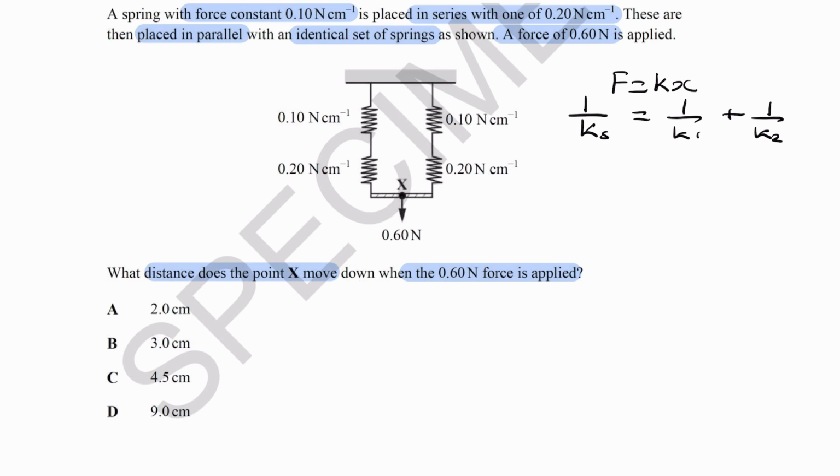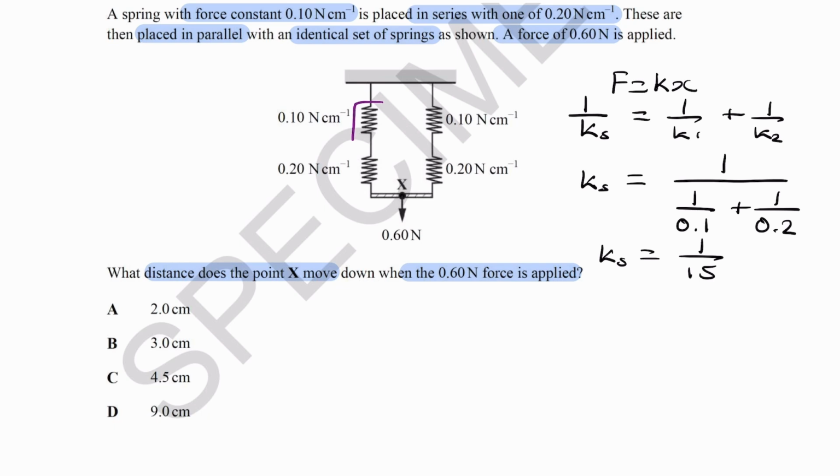This will enable us to work out the spring constant for these two springs here, or for these two springs here. It will be the same calculation for both. So the spring constant for those springs in series would be 1 over 0.1 plus 1 over 0.2. That's just rearranging this equation here and putting in these two spring constants. So for series, that gives us 1 over 15. So these two have a spring constant of 1 over 15, as do these two.